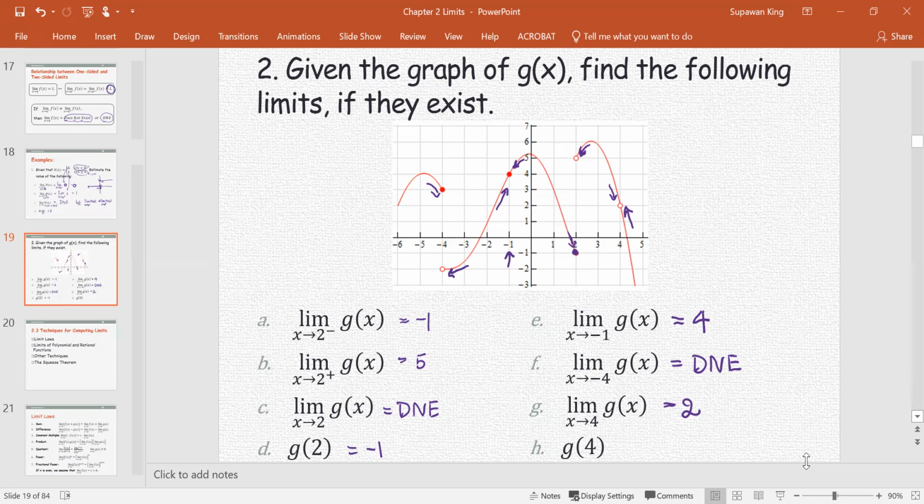Part H, g at 4. At 4, the function is not defined, as you see the empty circle on the graph. So this we call undefined.